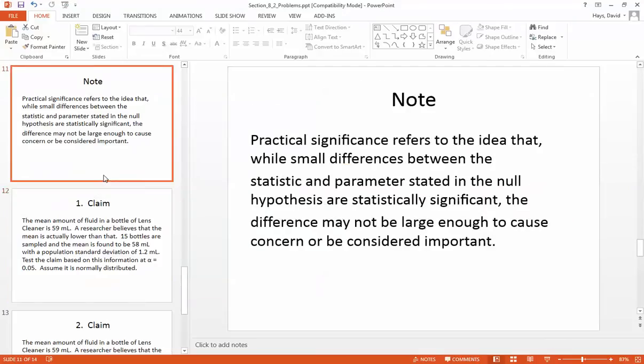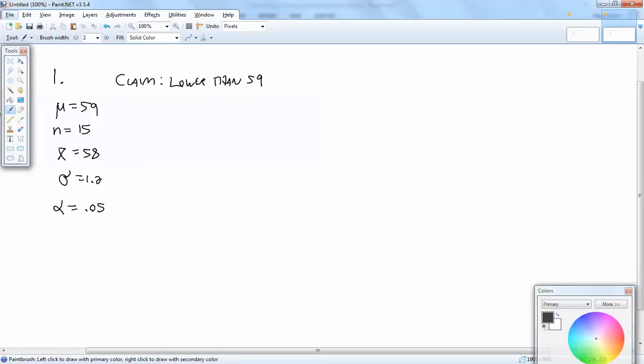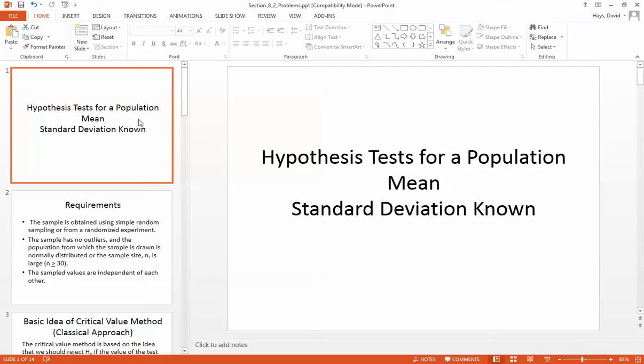Okay. Now look back to our title. Hypothesis test for population mean, standard deviation is known. Okay, it's talking about the mean, and specifically we're given sigma. That's what triggers us that we should be in this section. Okay, so let's look at our steps then.